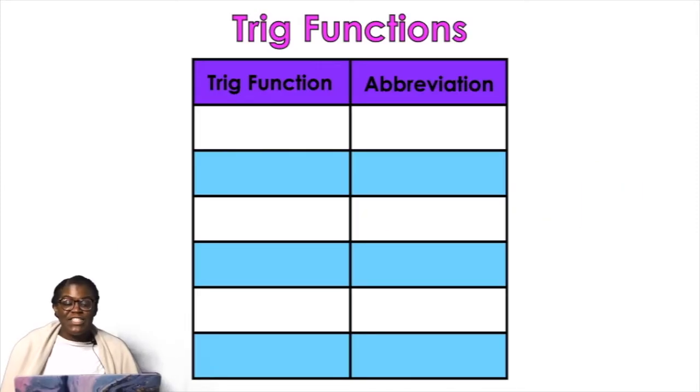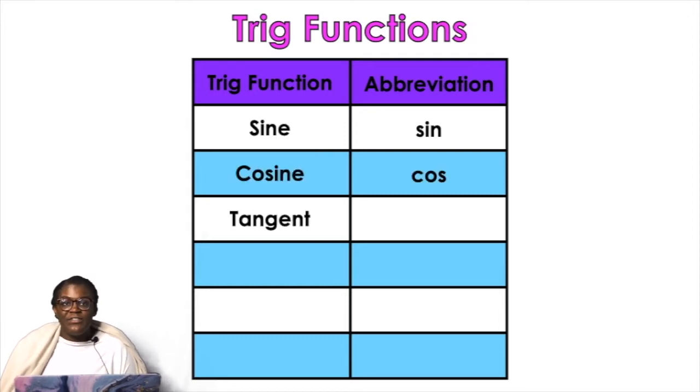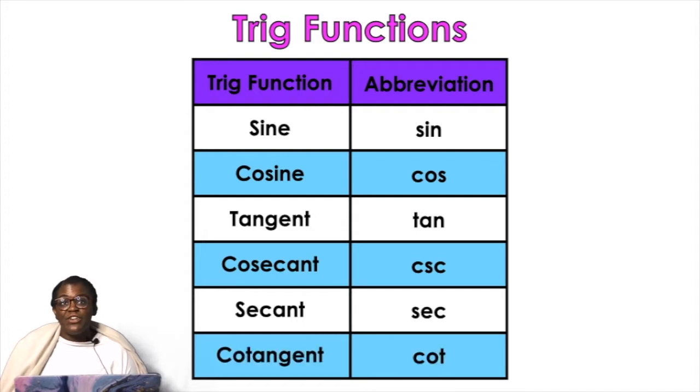Okay, so we have six major trig functions. You have your sine, you have your cosine, you have your tangent, and you have your cosecant, and you have your secant, and you have your cotangent. These are all the abbreviations for these wonderful trig functions. We don't use the long words, we use these three-letter abbreviations. So make sure that you familiarize yourself with them, okay?